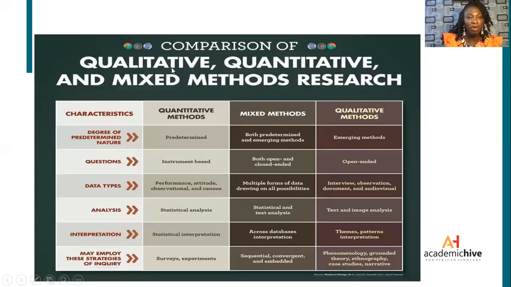So here's a comparison of qualitative, quantitative, and mixed method research. You look at the characteristics: what's the question type, what's the data type, what kind of analysis you want to use. For the analysis, if it's a quantitative method, you should know that it's statistical analysis only. If it's a mixed method, you have to do both statistical and text analysis. If it is a qualitative method, you use just text, or just image. Mixed is both statistical and text. Then how do you interpret it? What form of inquiry do you use this for?